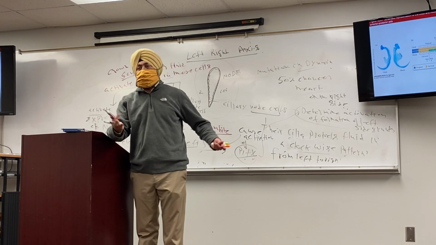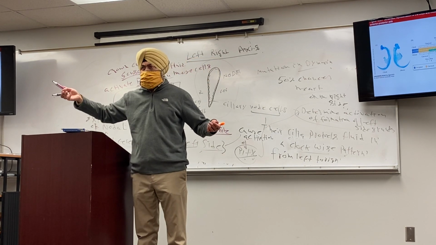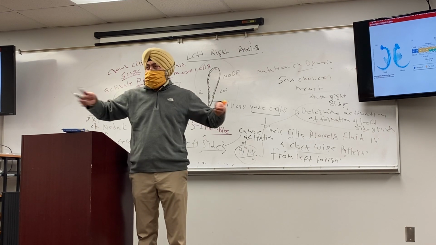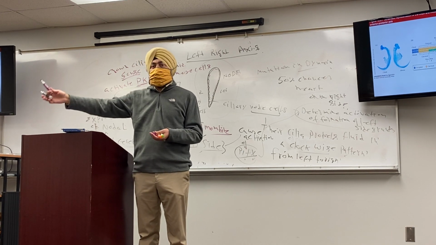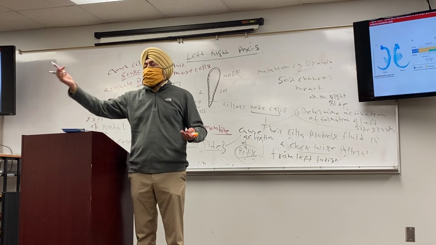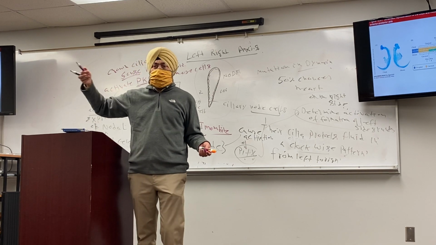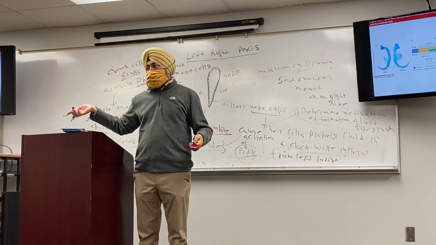There is a random chance. It can be activated, it may not be activated. It activates because there are other factors, but where it is going to activate is random chance. That's why I say 50% chances you can have the heart on the right side. Making sense?